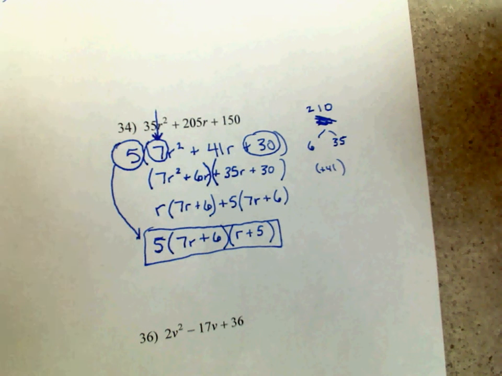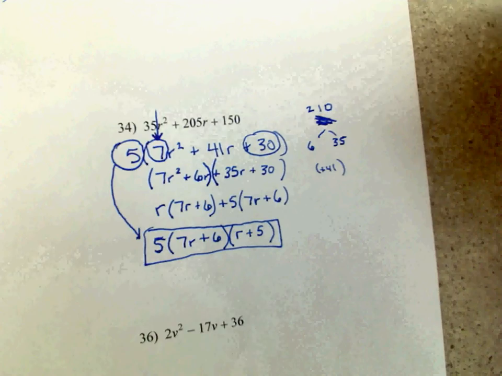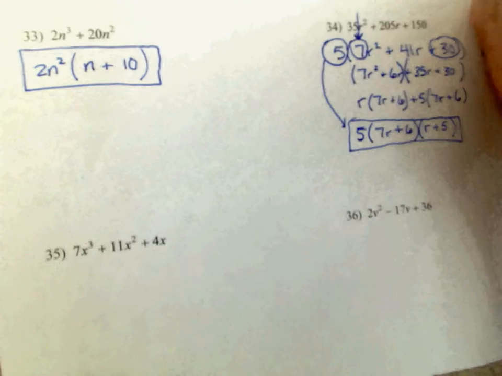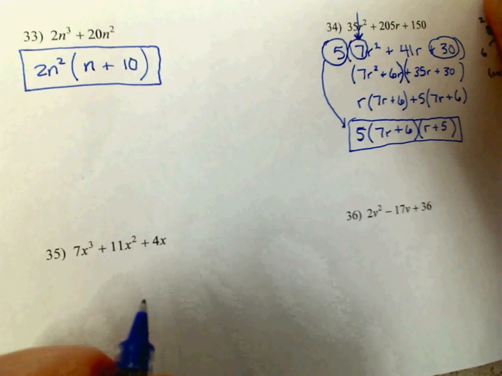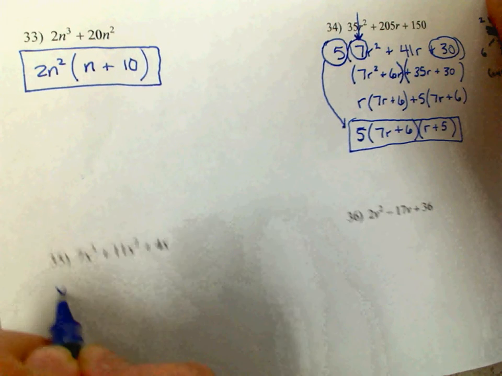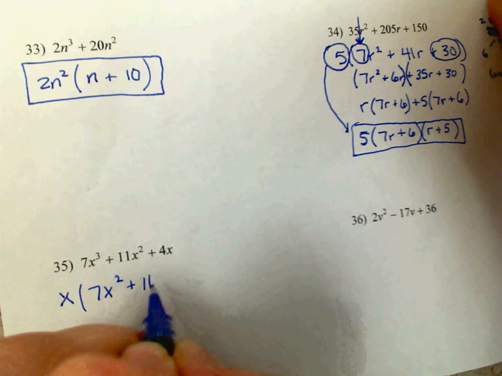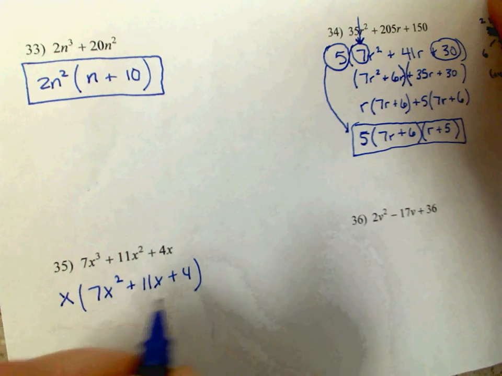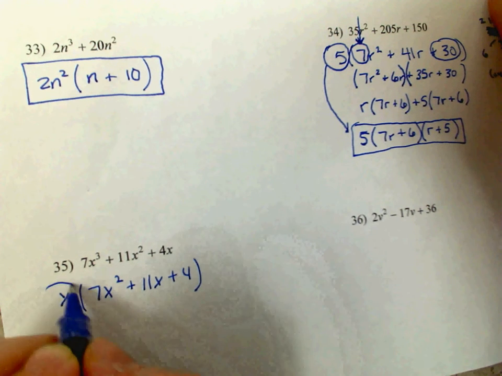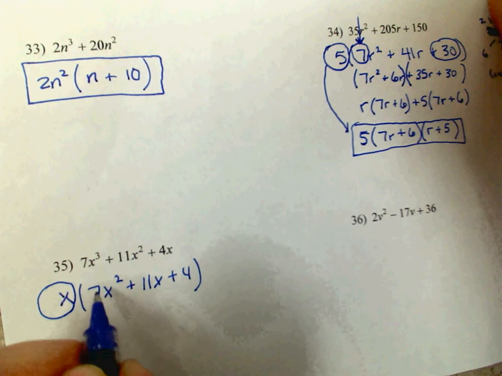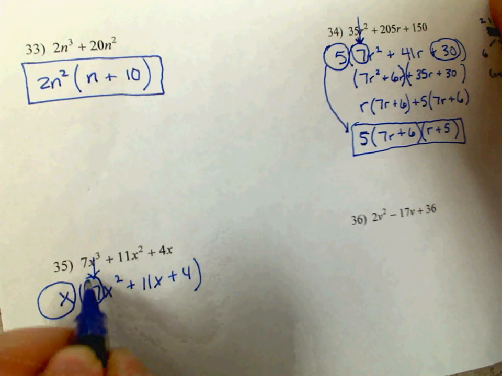All right, 35. Again, if there's anything you can take out, that's great. Unfortunately, the only thing we can take out is an x. Better than nothing. And again, I'm going to factor the side here, so I'm going to circle this so I don't forget it. Now again, there's a number in front of x squared, so it's going to have to combine with that 4. You can't just do 4 adding up to 11.